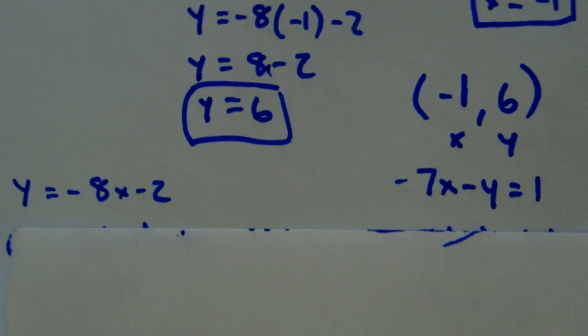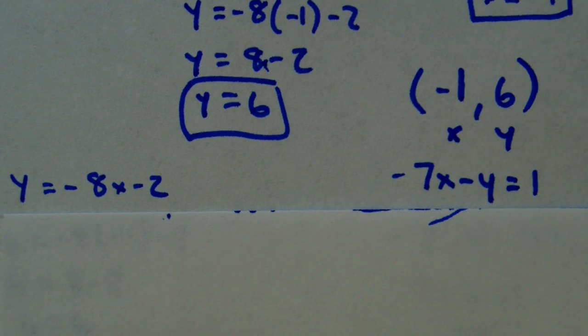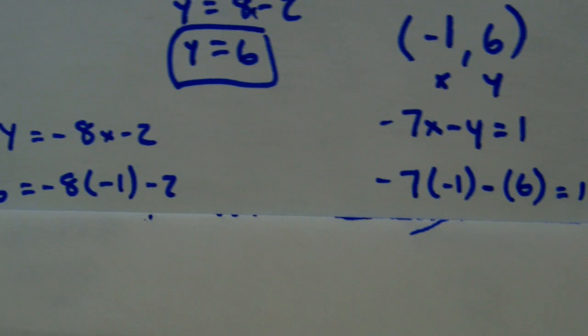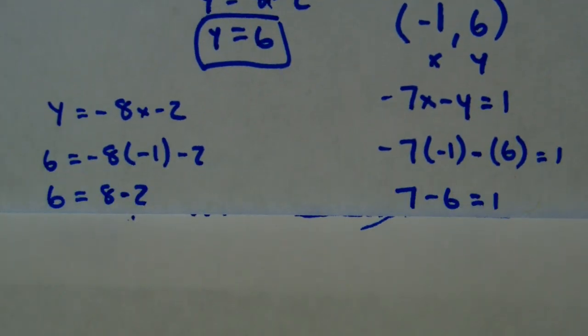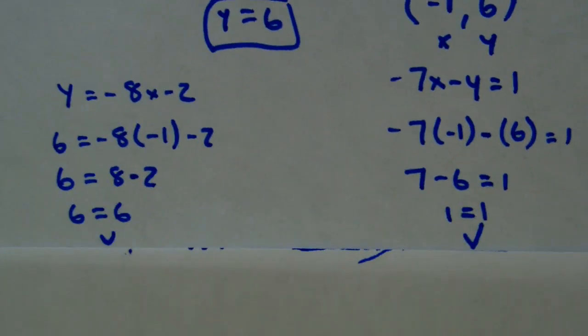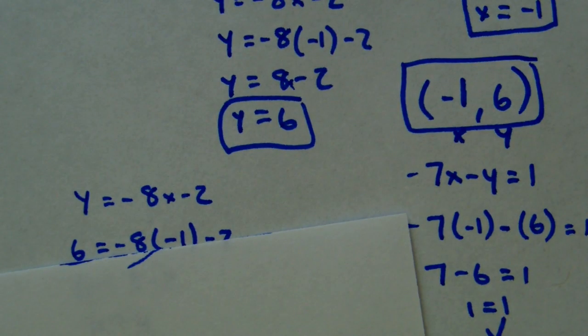Let's double check. We've got to plug it into our original equations: y equals negative 8x minus 2 and negative 7x minus y equals 1. So we go ahead and plug in here, just like this. And let me zoom out. There we go. We work it out. 8 minus 2 is 6, and 7 minus 6 is 1. And look at that. We got a correct answer. Negative 1, comma 6.